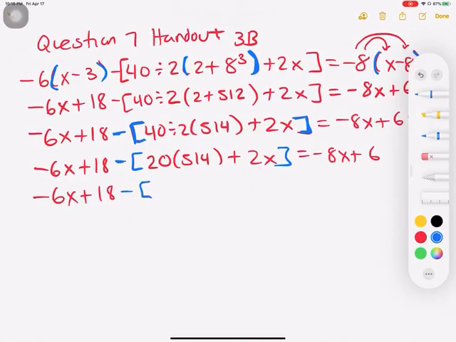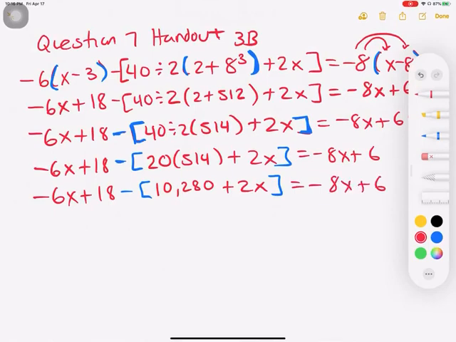I'm going to open the bracket. I'm trying to get rid of this. And now I'm going to do the multiplication. Okay, so the multiplication, that's 20 times 514. This is a big number, should be 10,280 plus 2x. And now this looks like something I can get rid of. Okay, now I can get rid of the bracket.